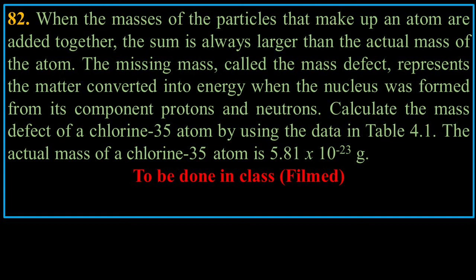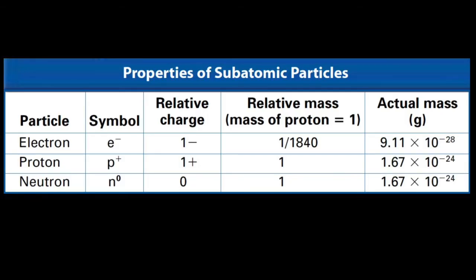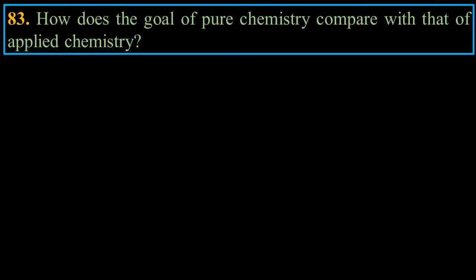The actual mass of chlorine-35 atom is 5.81 times 10 to the negative 3 grams. That's the mass of one chlorine-35 atom. And this will be done in class. We'll do this in class. But first we'll look at table 1, just to look at it. Okay, properties of some atomic particles. That is table one. Properties of subatomic particles.